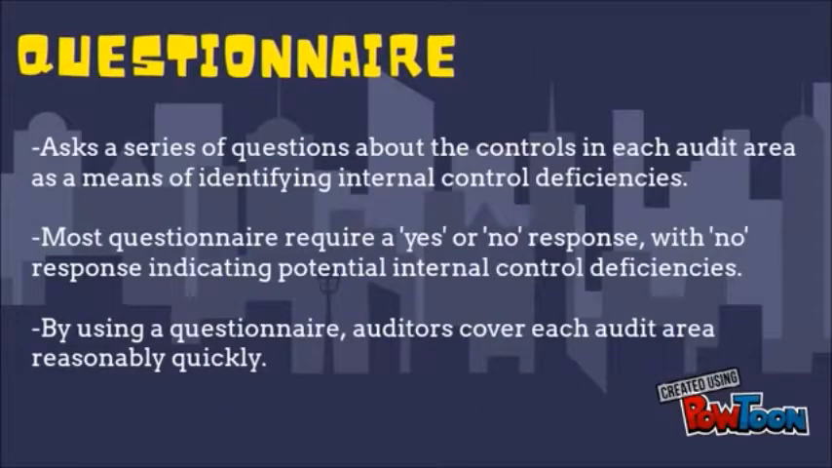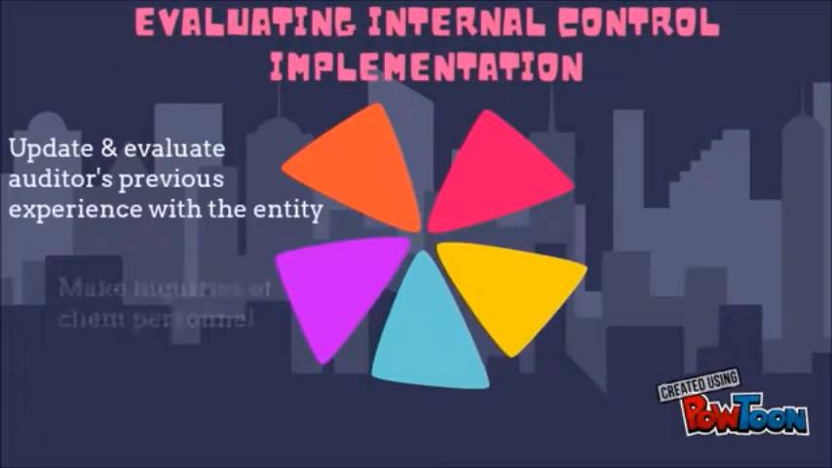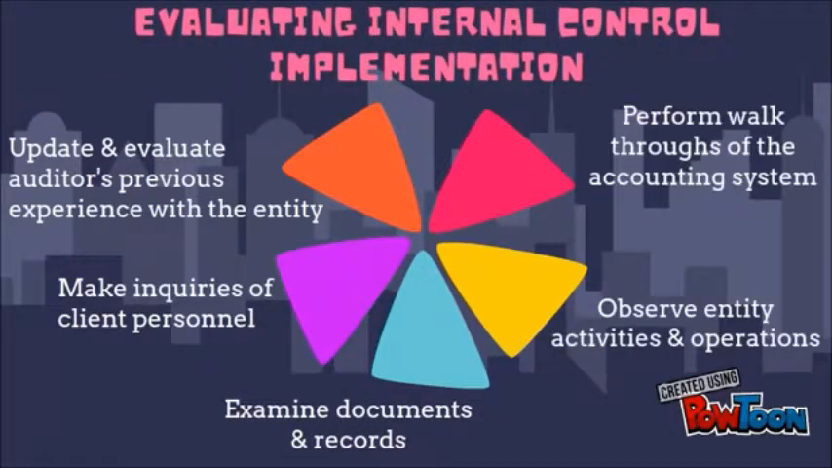Questionnaire. Ask a series of questions about the controls in each audit area, so auditors cover each audit area reasonably quickly. There are examples of questionnaire. Evaluate internal control. Update and evaluate, make inquiries, examine, observe, and perform walkthroughs.